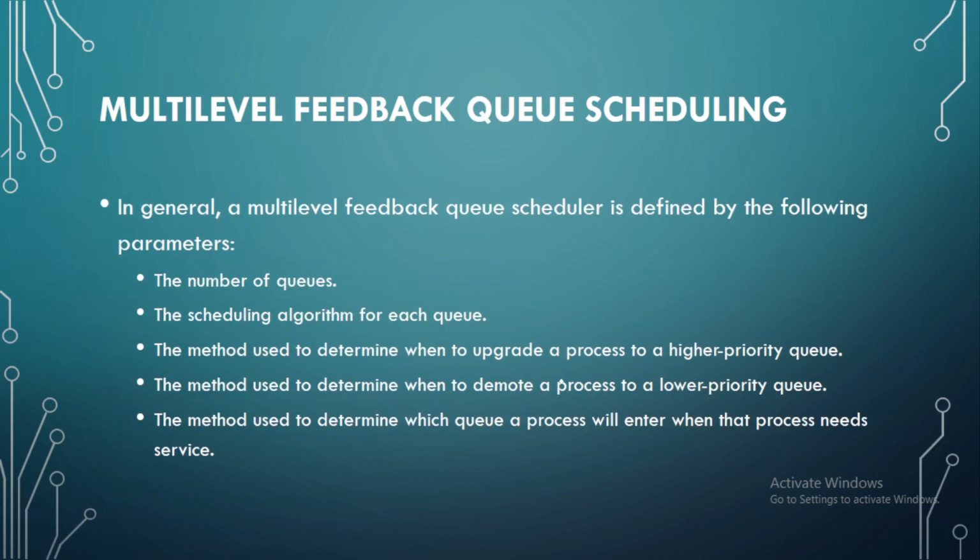In general, a multi-level feedback queue scheduler is defined by the following parameters: the number of queues, the scheduling algorithm for each queue, the method used to determine when to upgrade a process to a higher priority queue, the method used to determine when to demote a process to a lower priority queue, and the method used to determine which queue a process will enter when that process needs service.